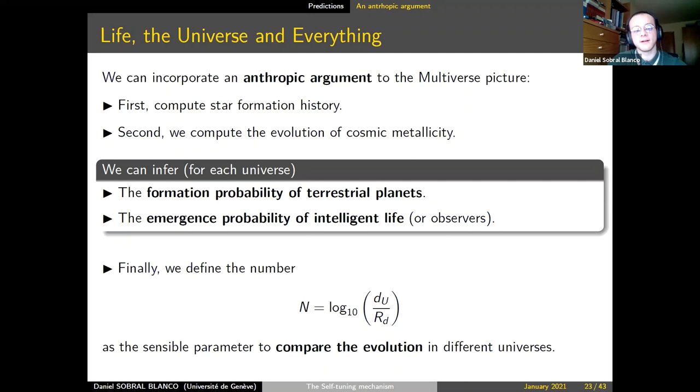We know that since the Earth was formed, it has been some time until intelligent life first emerged. And we propose also to introduce a number n, which is the order of magnitude difference between the diameter of the universe, U, and the charge radius of the proton. And we introduce this in order to compare the evolution between the different matter patches that we can call universes, if you want. So I show you now the results in the next slide.